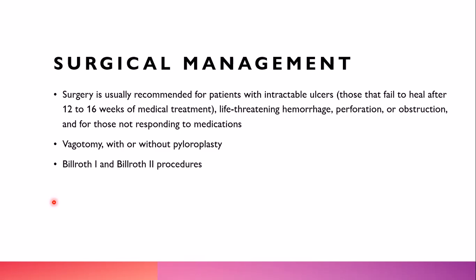We have to do something to save our patient's life, so we'll perform surgery in those kind of patients. So here we are doing vagotomy with or without pyloroplasty. What is vagotomy? Here you can see the word tomy, which I told you before also. Tomy means making an incision or opening. So here we are going to do an incision, or we will just remove our vagal nerve.